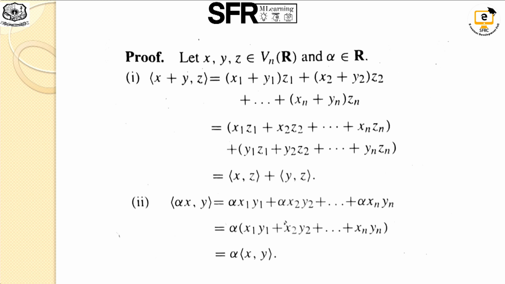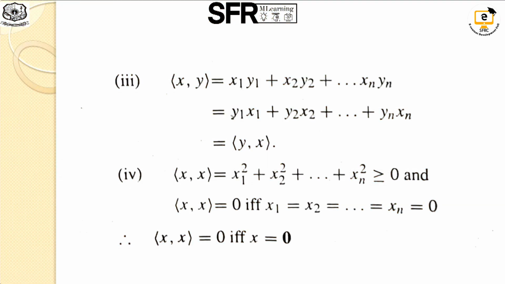Similarly, we prove the second axiom: inner product of alpha x comma y is alpha times inner product of x and y. Similarly, we verify the third axiom: inner product of x comma y is the same as inner product of y comma x. By the definition, it is x1 y1 plus x2 y2 up to xn yn. We can commute x1 y1 as y1 x1, plus y2 x2 up to yn xn. This is nothing but inner product of y comma x.